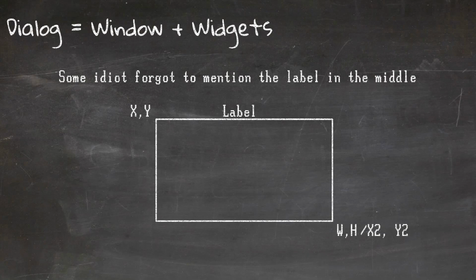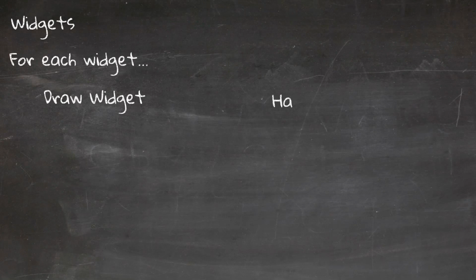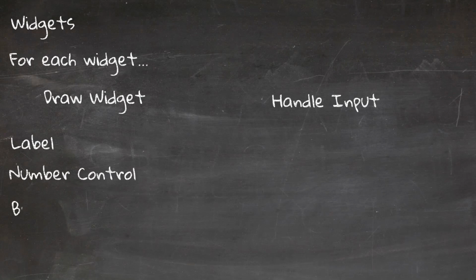Before I know how I'm going to link them, I first need to know how I'm going to make them. The basics of any widget system. I need a draw function and a handle input function. What widgets do I have? Well, I'm going to have a label, a number control, and a button.